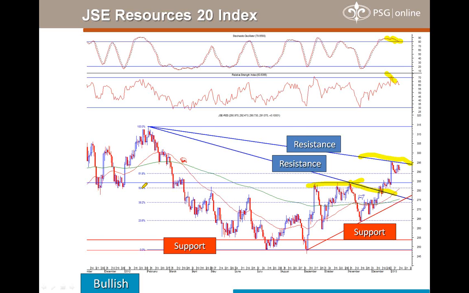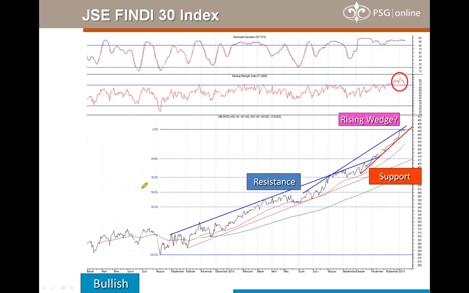When we look at the rest of the market, we can say, okay, the financial industrials. This is the top 30 financial industrial shares in the market. Obviously, our banks. But a lot of these shares, especially the retailers, have caused the market to run like this.